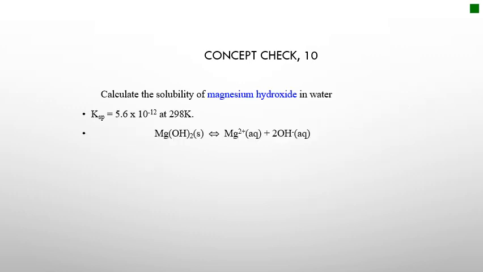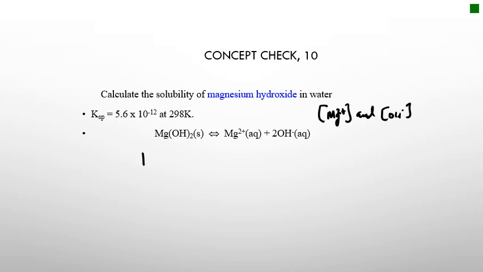Okay, so let's look at one last example problem just to illustrate the concept that I was talking about on the previous slide. For this one, we're going to calculate the solubility of the magnesium hydroxide in water, but we're also going to determine the concentration of the Mg2 plus and the OH minus ions in solution.